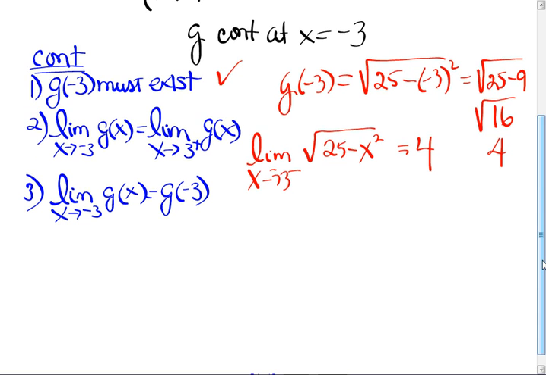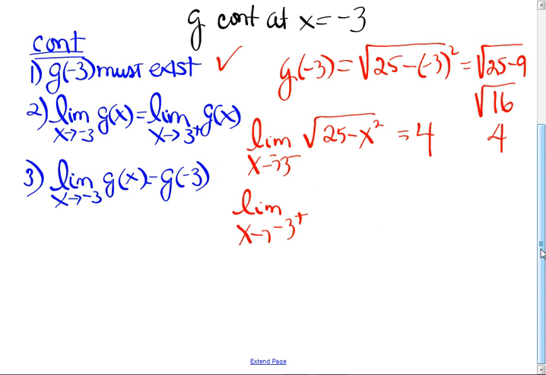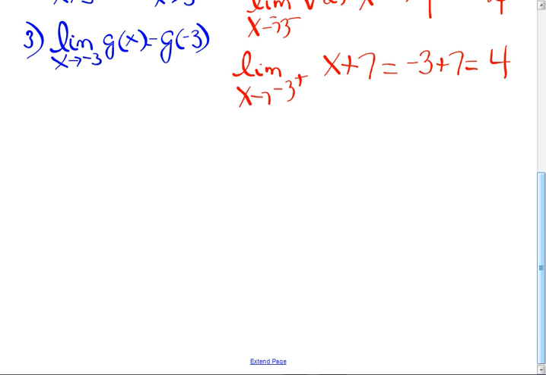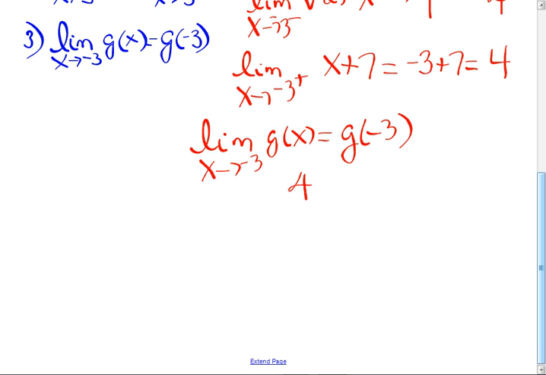What is it from the right? X approaches negative 3 from the right. I'm going to use the other formula, x plus 7. So that's equal to negative 3 plus 7, which is equal to 4. Since the limit exists, it's the same from both sides. So I would then write the limit as x approaches negative 3 of g of x equals g of negative 3. If I want to be very particular, I'd say 4 equals 4.